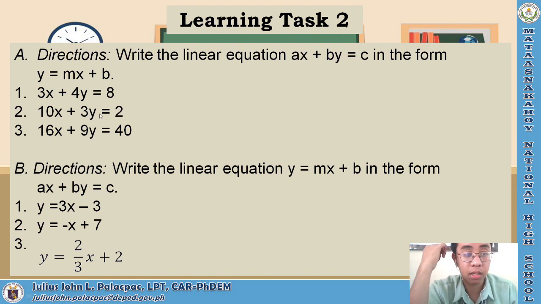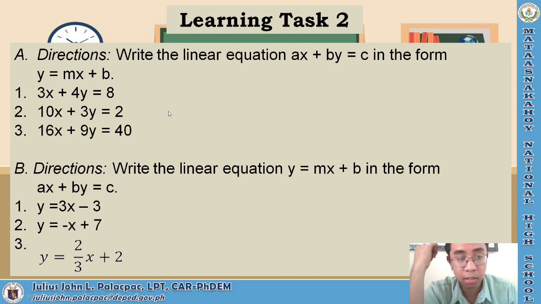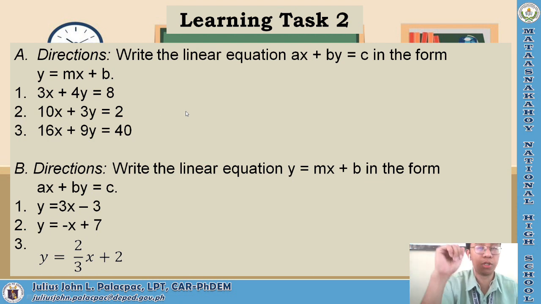it will become y is equal to 1/3 times -10x on the right side, which will be negative 10 over 3x, plus 1/3 times 2, which will become 2/3. So the answer, y is equal to negative 10x over 3 plus 2/3. So both slope and y-intercept are fractions.